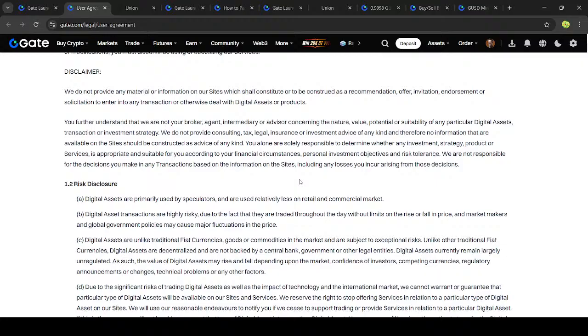So, disclaimer guys, I talk about this guys. We do not provide any material information on our site which shall constitute or be considered a recommendation, offer, invitation, endorsement or solicitation to enter into any transaction or otherwise deal in digital assets or products.